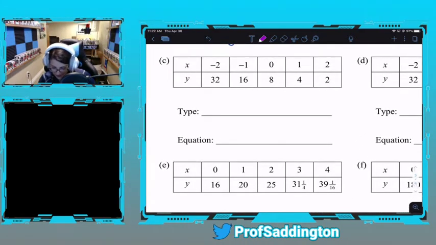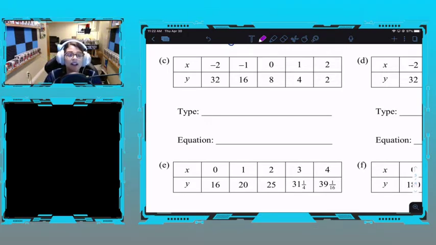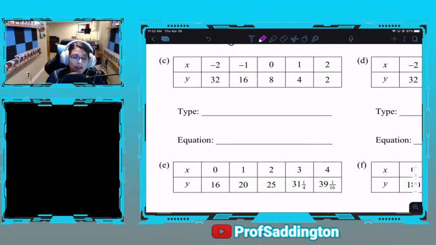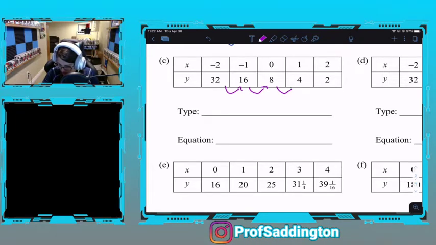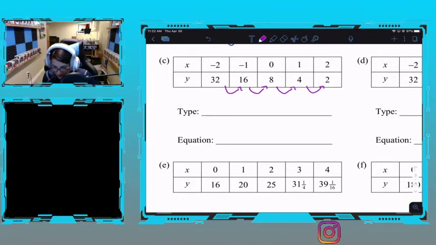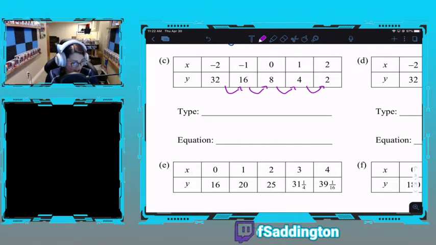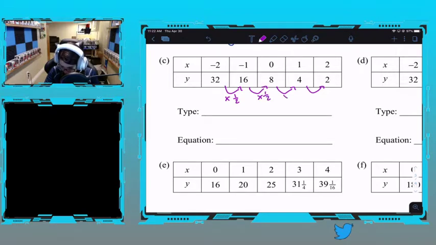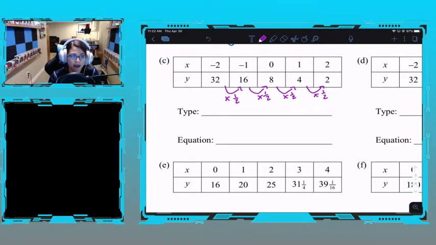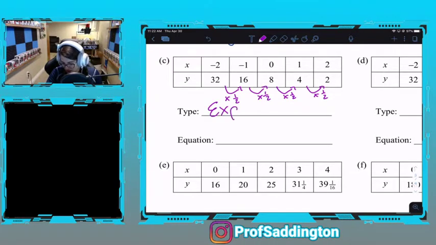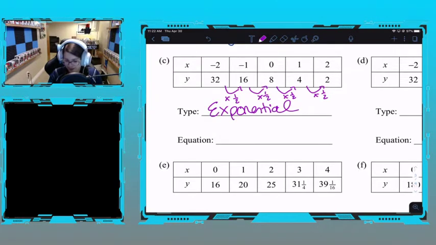All right. So here, our x's are still increasing by 1, so that's nice. And this time I see that my y values are actually getting smaller. But it's not being subtracted by a constant. It's actually being multiplied by a half. So with exponential, we want to always look at it in terms of multiplying. So instead of saying divided by 2, we want to state that it's multiplying by a half. So this is exponential. So it can still be exponential even if it's getting smaller.